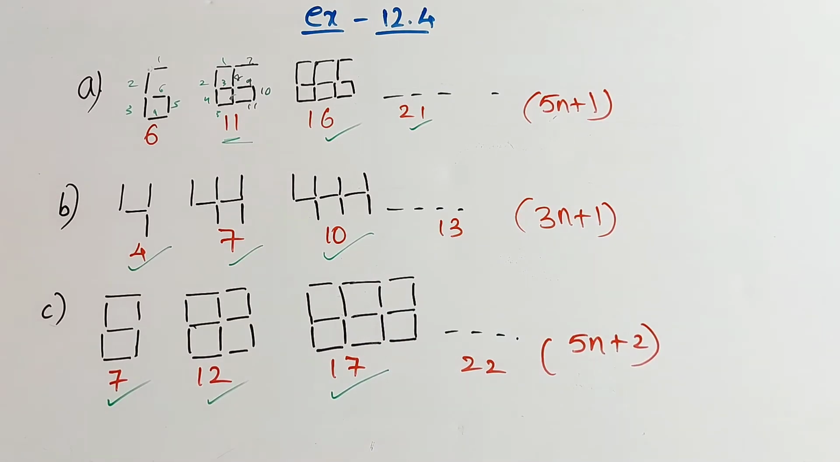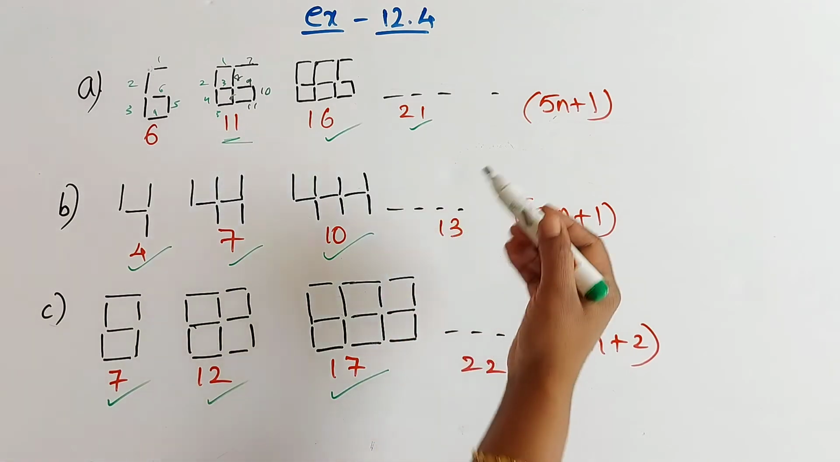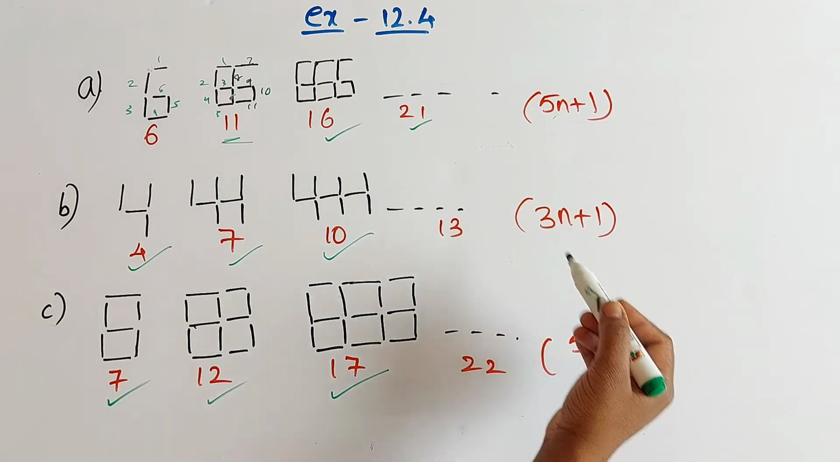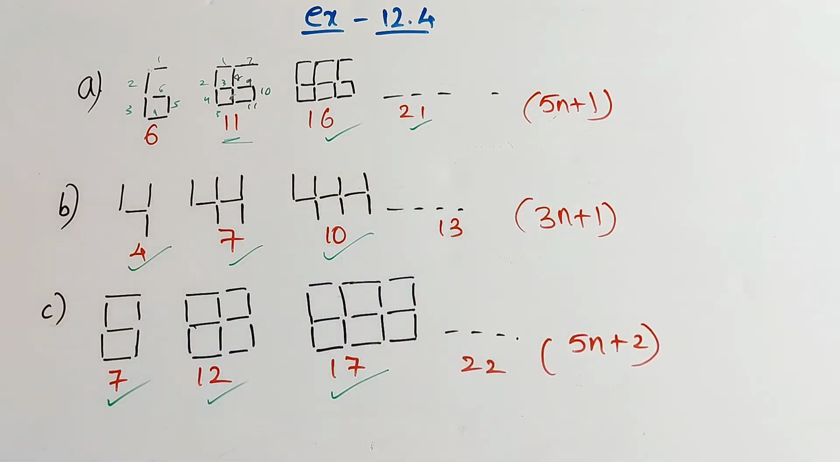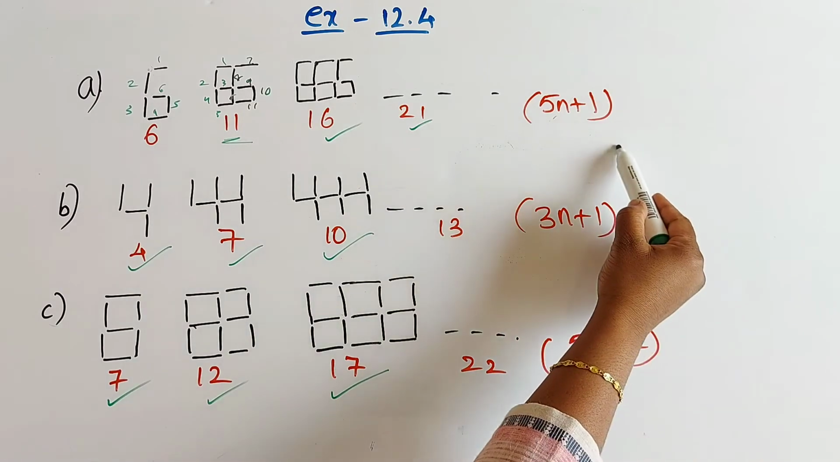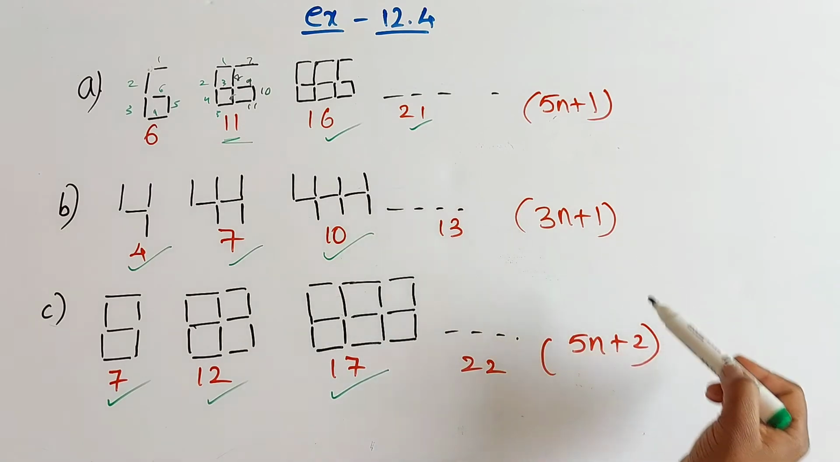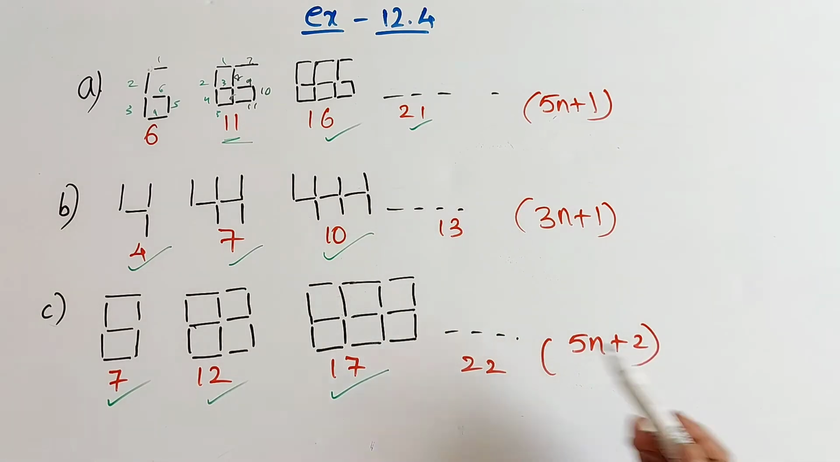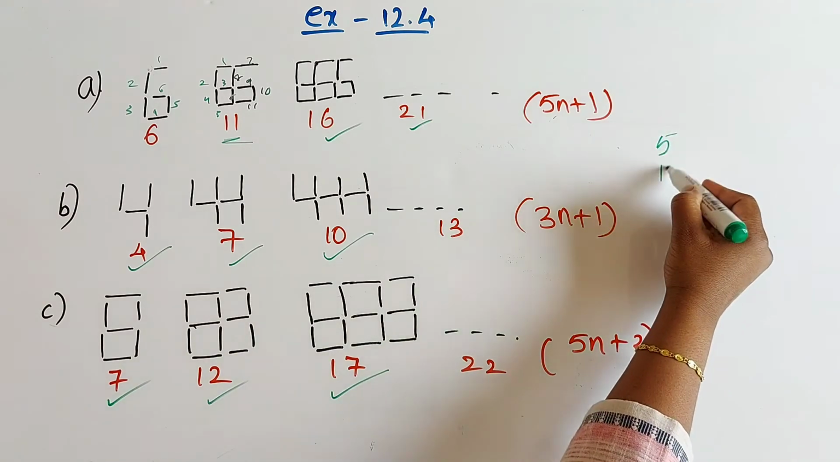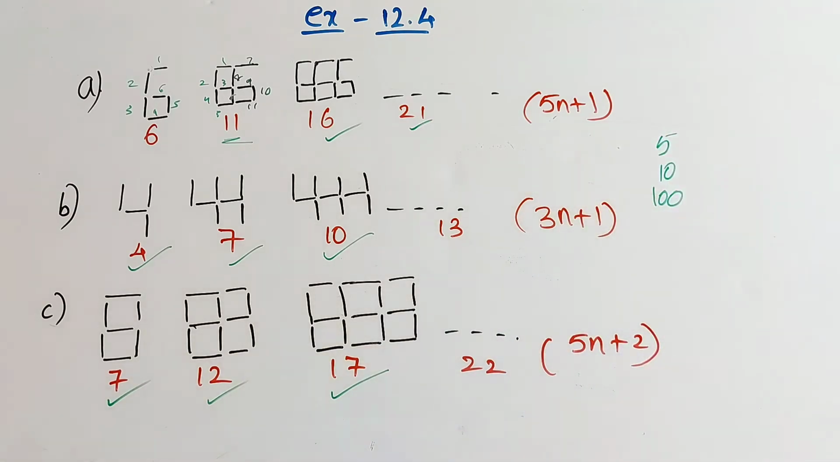Now what is the question, children? If the number of digits formed is taken to be n, the number of segments required to form n digits is given by the algebraic expression appearing on the right side of each pattern. How many segments are required to form 5, 10, 100 digits of the kind 6, 4, 8, children? This is the question.